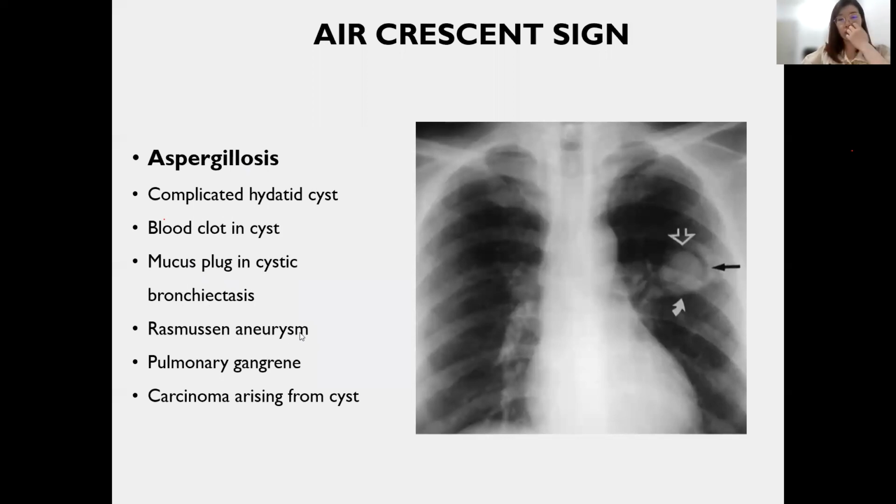Rasmussen aneurysm is a pulmonary artery aneurysm associated with TB, gangrene, I never see one, or carcinoma arising from a cyst, very rare cause. So always egg crescent sign, cavity with soft tissue opacity within, mycetoma or aspergillosis, number one diagnosis. Okay, this kind of X-ray is commonly encountered in hospital setting, but not in GP clinic setting.